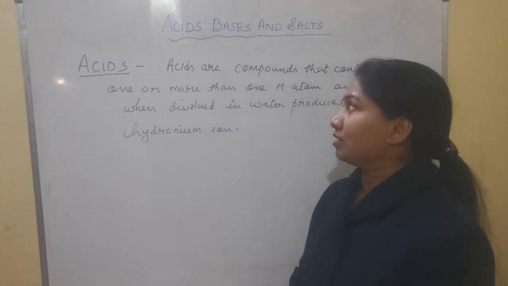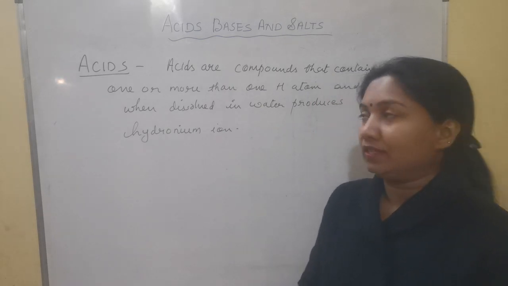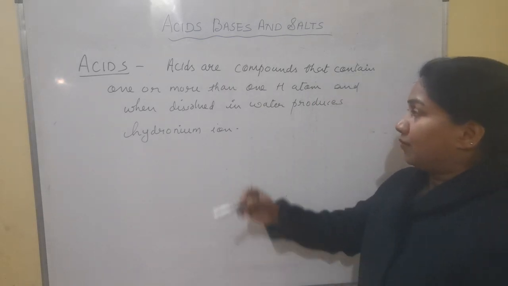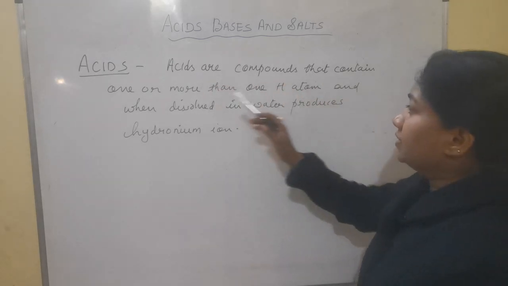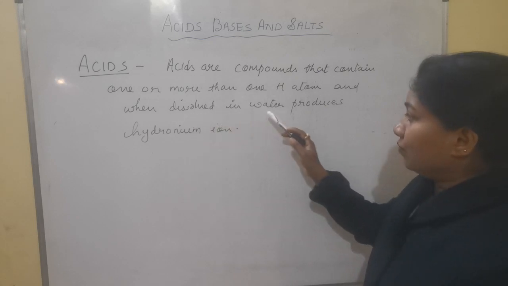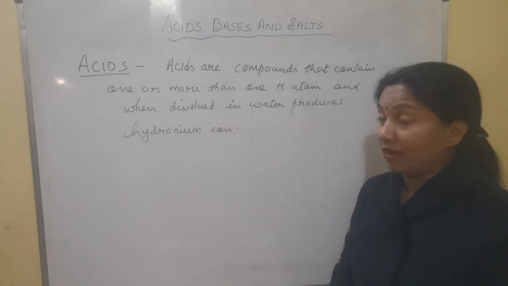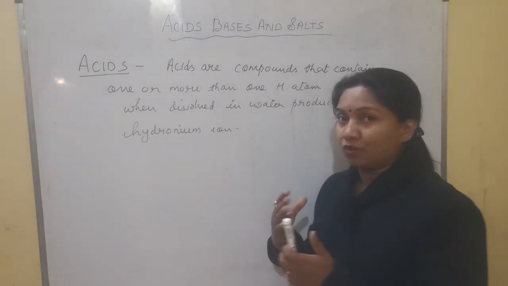Today we are going to start acids, bases and salts, in which first we will be seeing what acids are. I have already written the definition over here. Acids are compounds that contain one or more than one hydrogen atom, and when dissolved in water they produce hydronium ion. Now we have to take some examples to make this definition more clear.